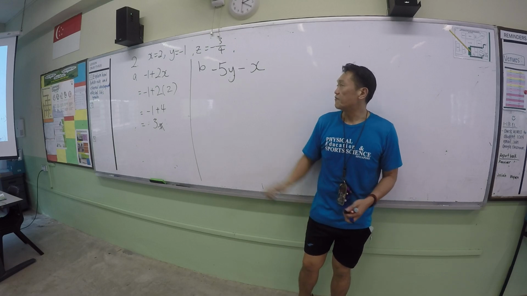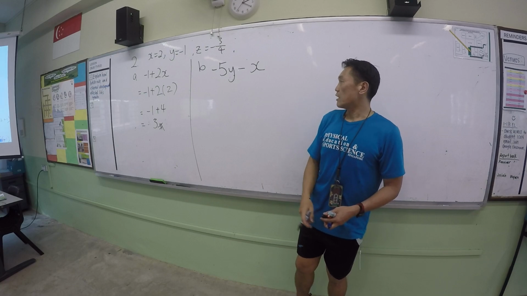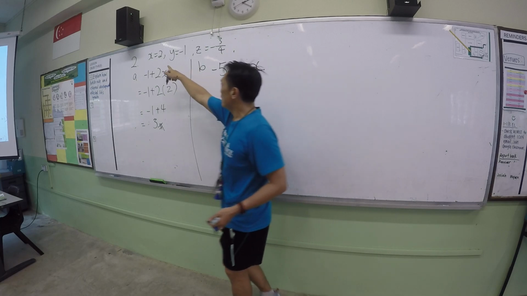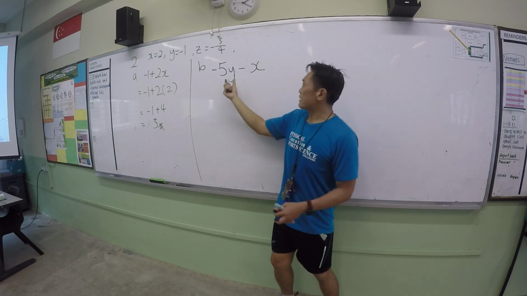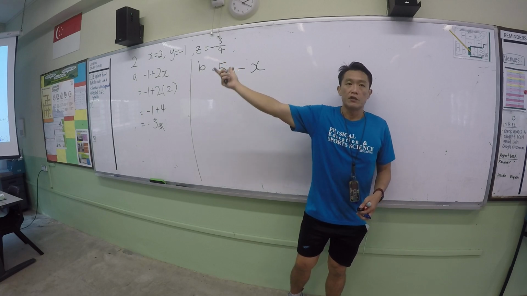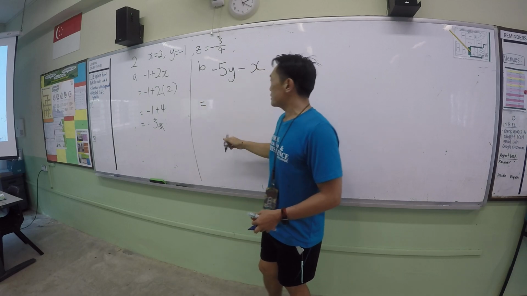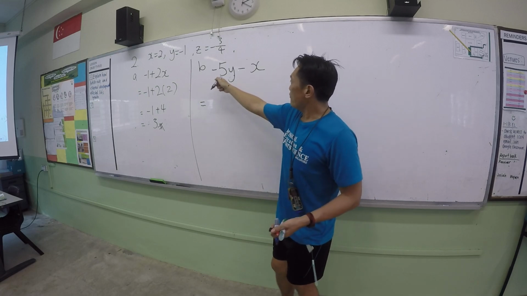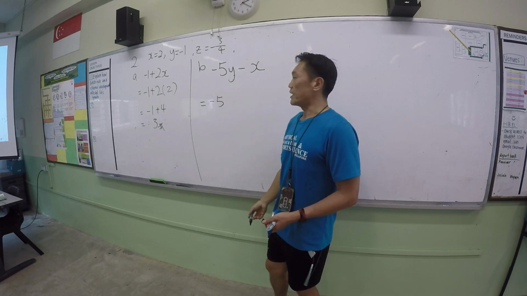Part B. At first, -5y minus x. I don't know what is y, what is x. Now I know already. X is 2, y is -1. So I am going to substitute y and x with their actual values. So substitution. This thing is the same as what I'm going to write next, just that now I know what is y, what is x. So everything remains the same. -5, I never change. Keep as -5.